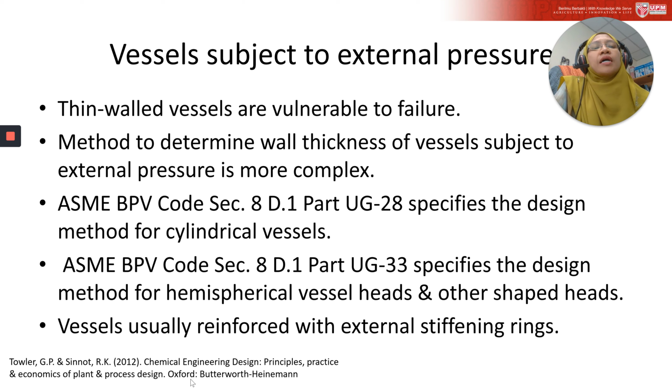And then ASME BPV Code Section 8 Division 1 Part UG-33 specifies the design method for hemispherical vessel heads and other shaped heads. Generally, vessels that are subject to external pressure are normally reinforced with internal stiffening rings. That is another structure in the vessels that you need to consider, and the method for sizing the stiffening ring can also be referred from the ASME BPV code.